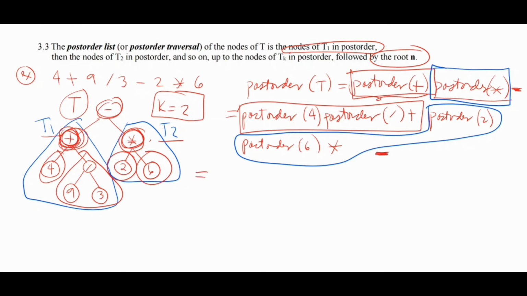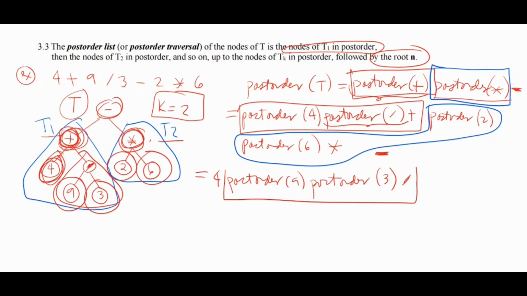Continuing, post order of 4. This is a single node subtree, so it's just 4. And the post order of division is post order of 9. So we write here post order of 9 followed by the post order of 3, and the root of the subtree is division. Okay, so this part here is the post order of division.